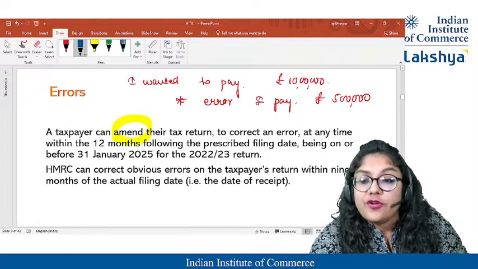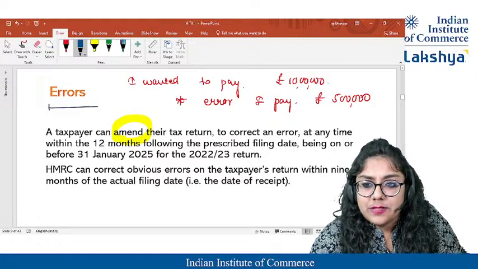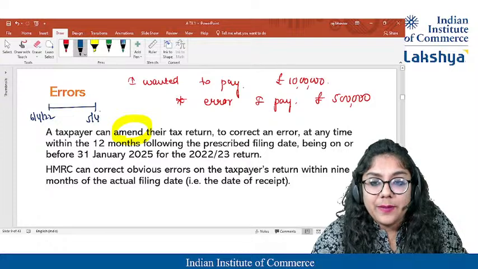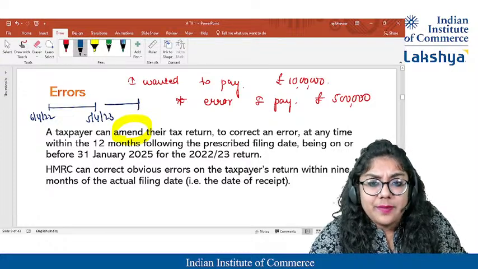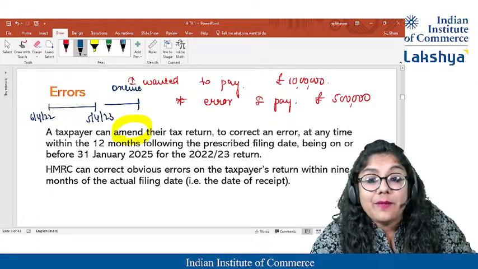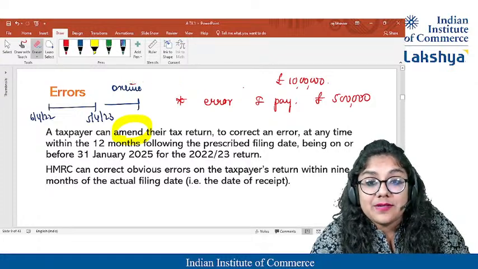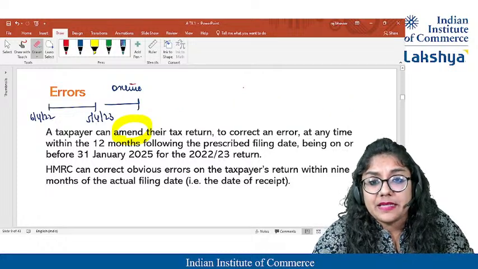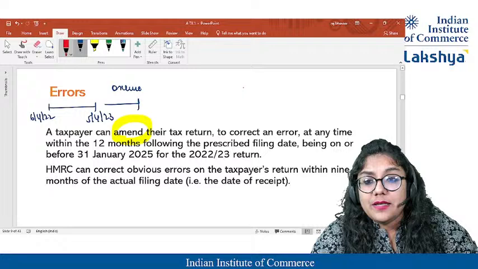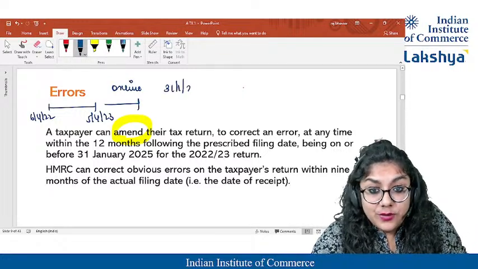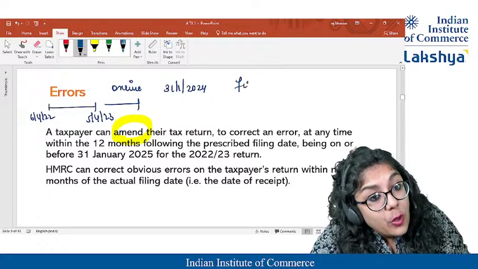But how? For example, my year ends on which date? 5th April 23. So within a period of 12 months. Ma'am, I want to file online. So can you tell me by what date can I file my income tax return? If you file online, you remember the date. I'm supposed to file till January. So 31st Jan 2024, I should normally file my returns.